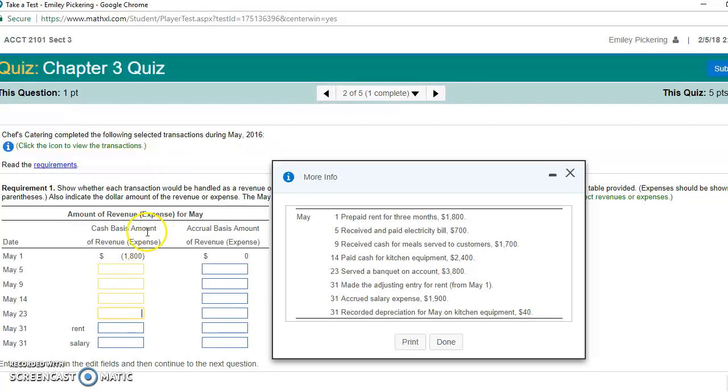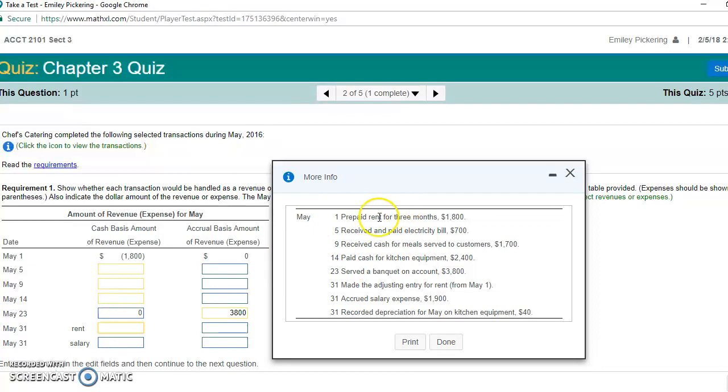So if we're just using the cash basis, we are going to record the revenue only when we receive the money. So that would be 0. On the accrual basis of accounting, we actually did the work, we've earned it, regardless of when we get paid for it, we still have earned that. So we're going to go ahead and record that there. So we made an adjusting entry from May 1st.